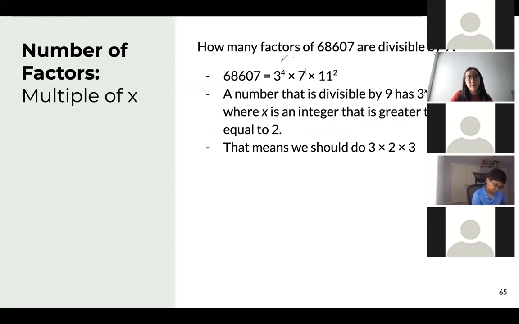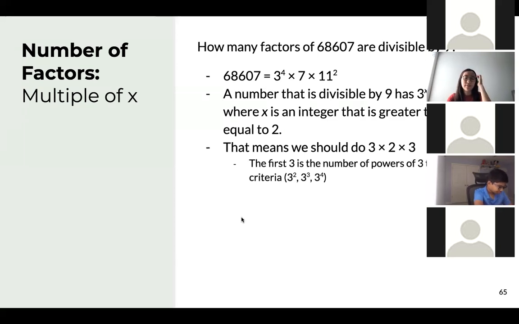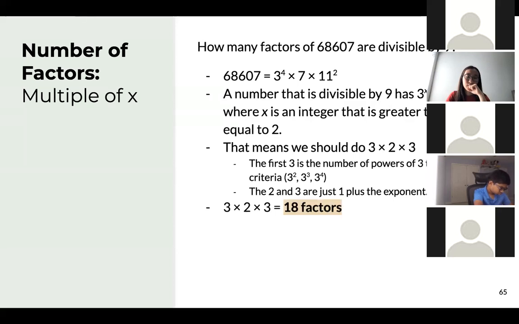So instead of writing a 5 here in our equation, we subtract 2, the 2 options that don't work, and we only have a 3. The others remain the same because we don't care about them in this question. So 3 squared, 3 cubed, and 3 to the 4th fit the criteria, and our answer here is 18 factors. Does that make sense? Can you see why that's the case?